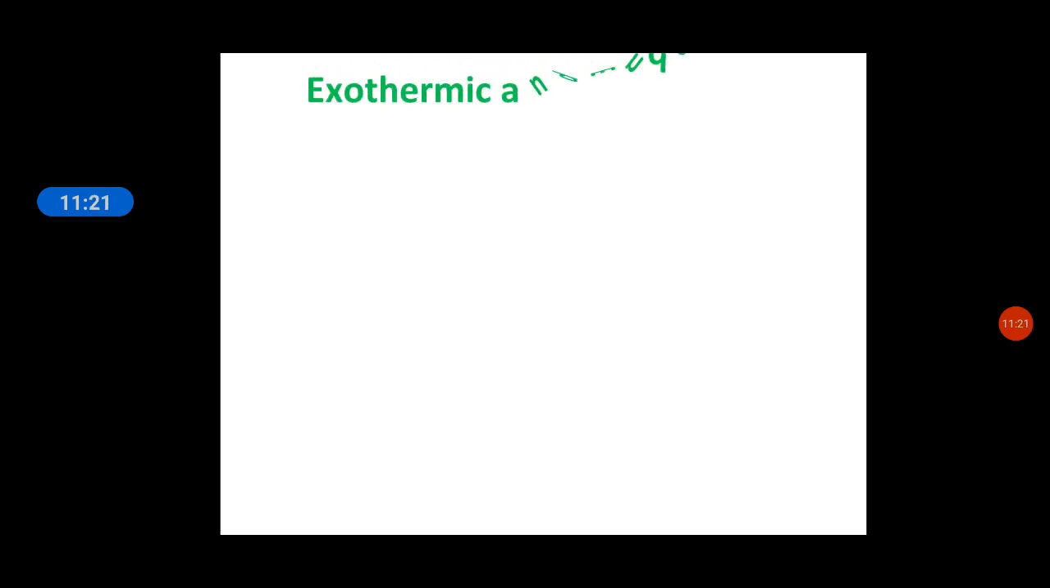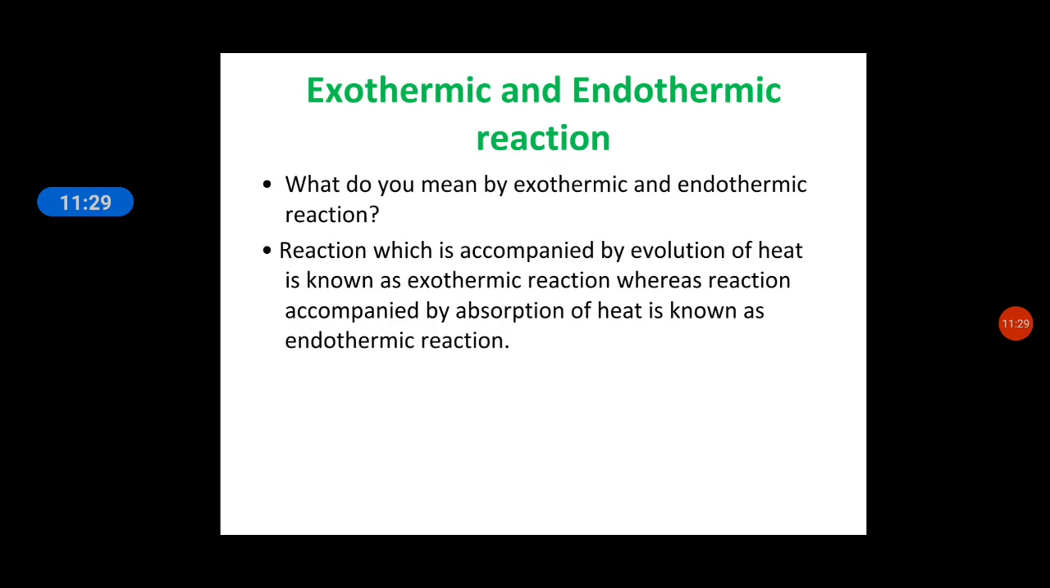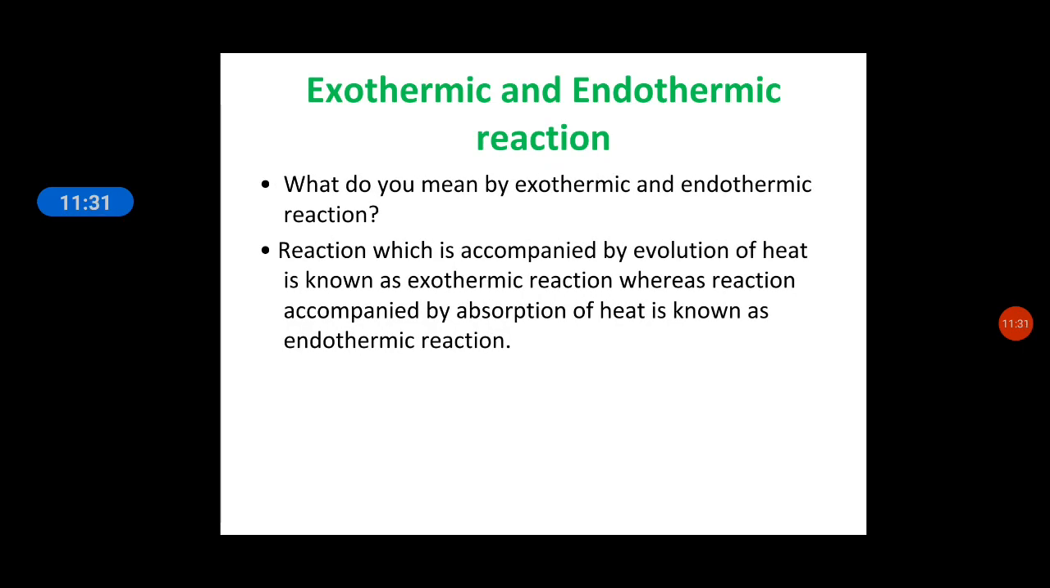Now come to the exothermic and endothermic reaction. What do you mean by this? A reaction which is accompanied by the evolution of heat is known as exothermic reaction, whereas a reaction accompanied by the absorption of heat is known as endothermic reaction. Heat is absorbed or given away in various processes and reactions, and accordingly processes and reactions are classified as exothermic and endothermic.